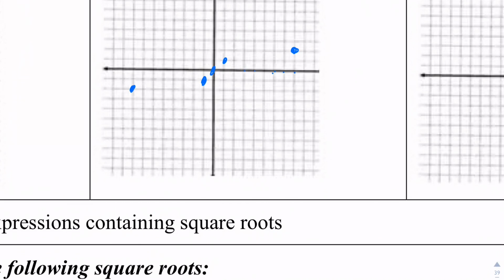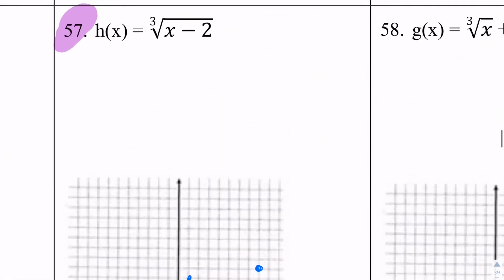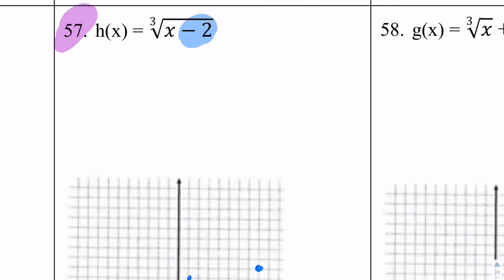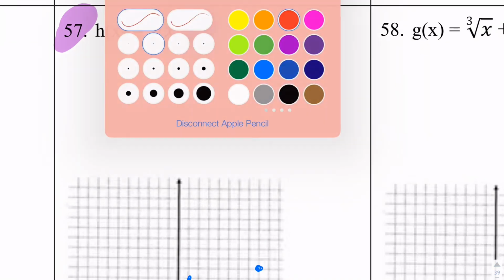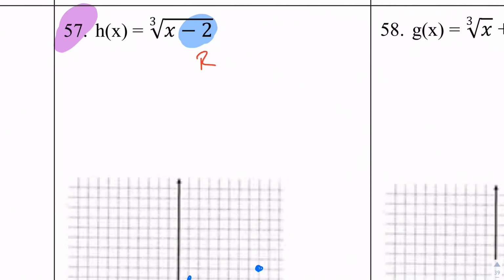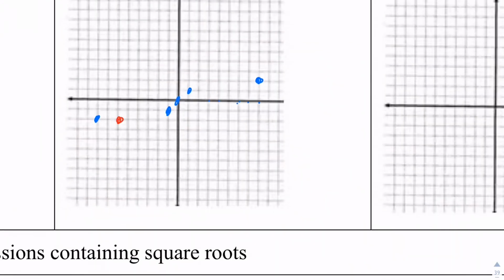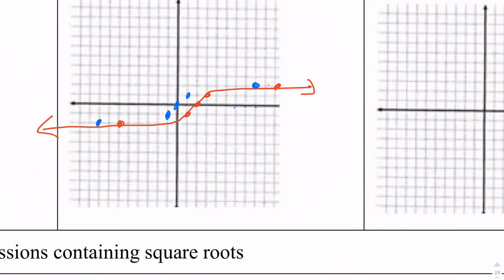Okay, now our transformation here: the minus 2 is connected to the x underneath the radical, so that's the left to right. So we're going to slide to the right 2. All right, so this curve is going to come in relatively flat and leave relatively flat. It's just a tipped over cubic function.